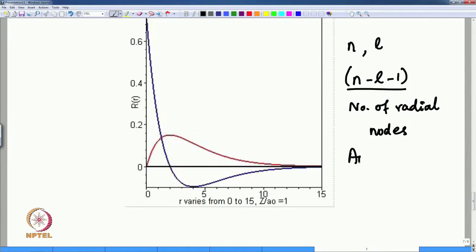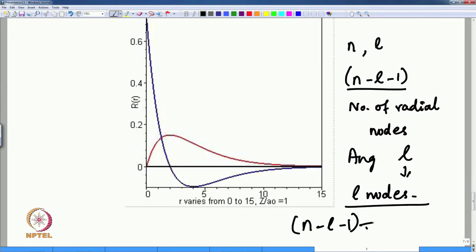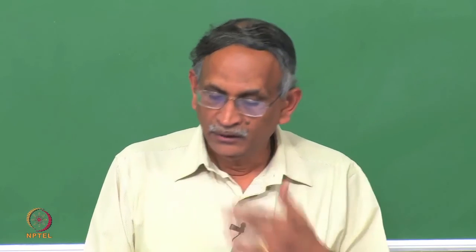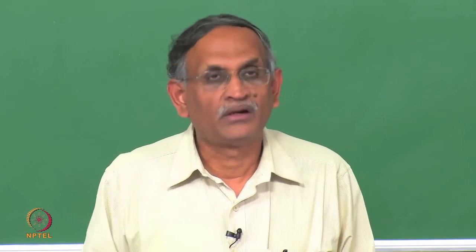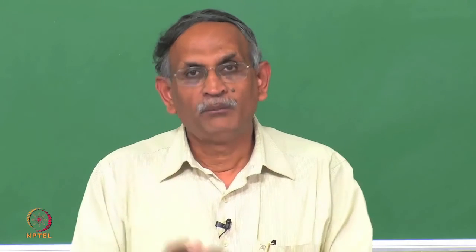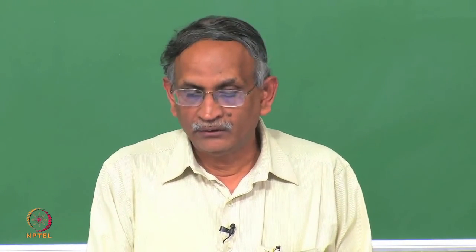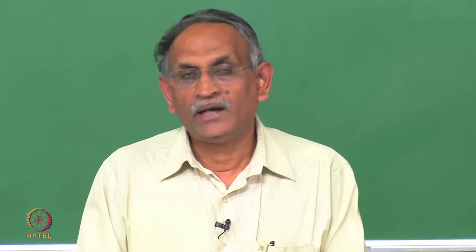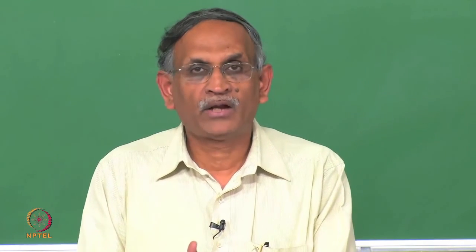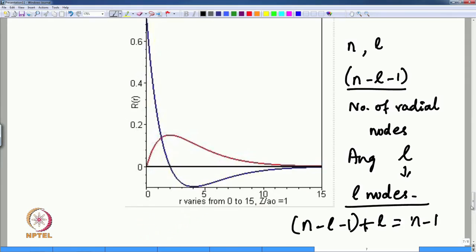And for angular functions, we saw already that any L has L nodes. So the total number of radial plus angular nodes for any function is n minus L minus 1 plus L, which is n minus 1. These formulas are somewhat familiar to you from the elementary school introduction of the hydrogen atom functions as pictorial functions, but you can see that the radial functions are like this, and the radial probability is the square of the radial function multiplied by r square.